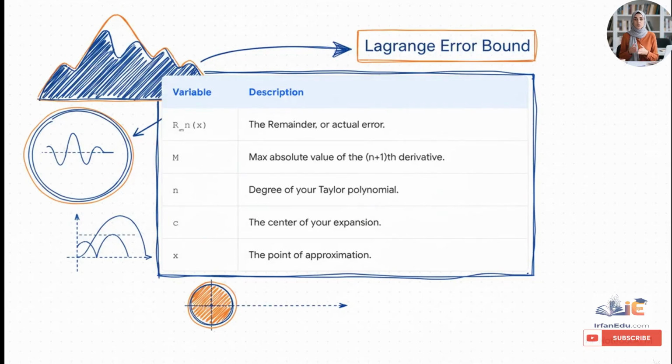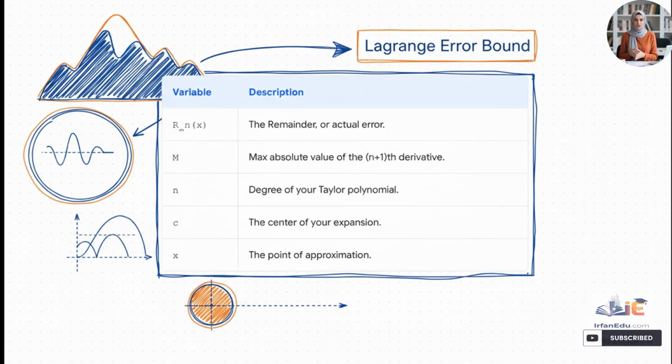All right, so let's do a quick roll call of all the players here. R sub n is your error, the thing you're trying to pin down. n is just your polynomial's degree. c is the center you built it all around, and x is the spot where you're making your guess. And then there's M. M is the star of the show. It is the absolute maximum value that the next derivative, the n plus 1th one, can possibly reach on the interval we care about.